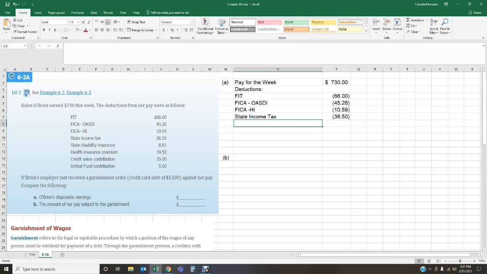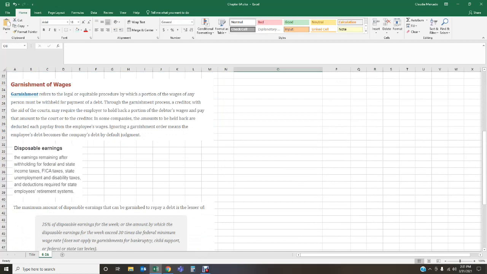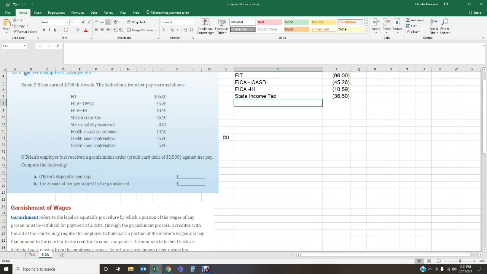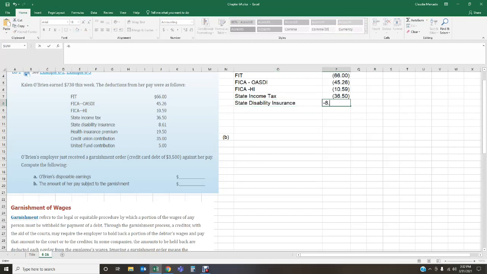And then we have the state disability insurance. Now look what it says: earnings remaining after withholding federal and state income taxes, FICA taxes, state unemployment, and disability taxes. So we have state disability insurance here, so that needs to be deducted, and that is $8.61.